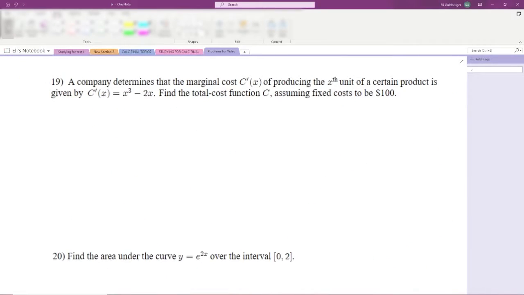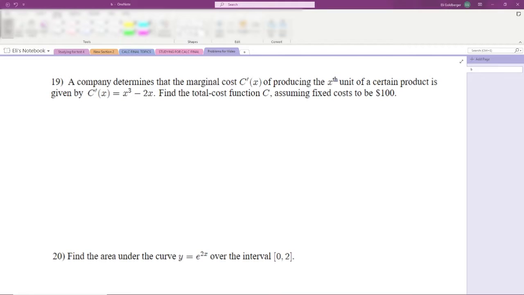Okay, this is question 19. A company determines that the marginal cost, C prime of x, of producing the xth unit of a certain product is given by C prime of x equals x cubed minus 2x. It asks us then to find the total cost function, C, assuming the fixed cost to be 100.